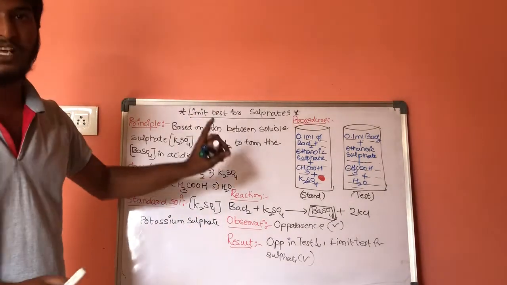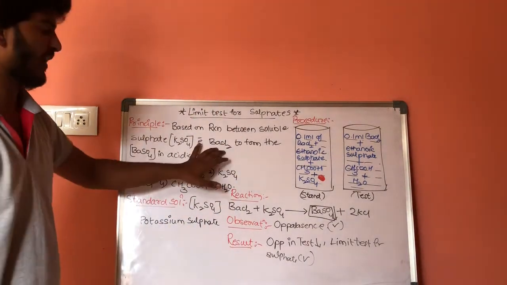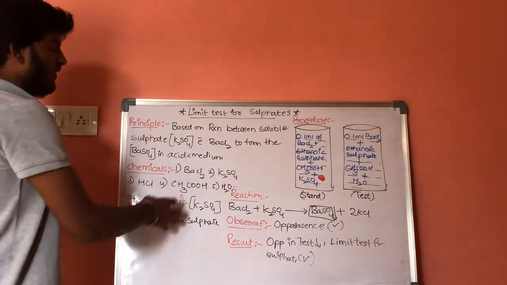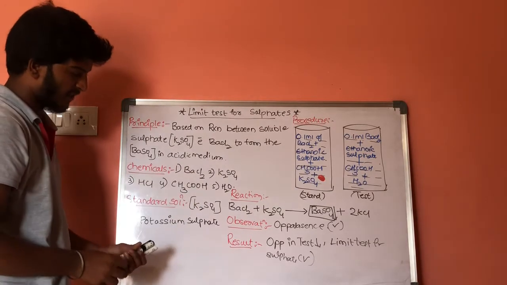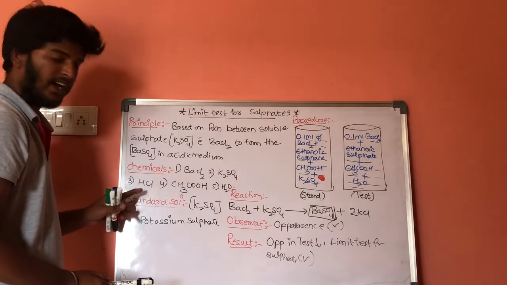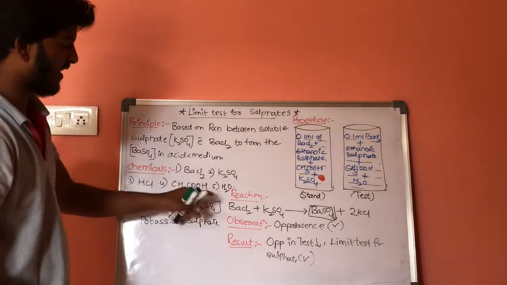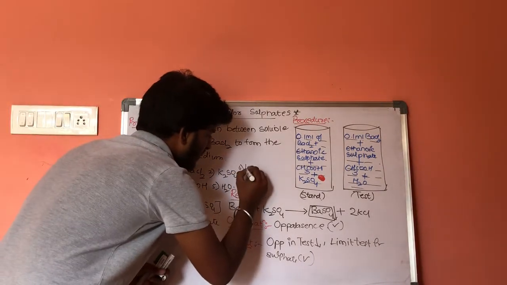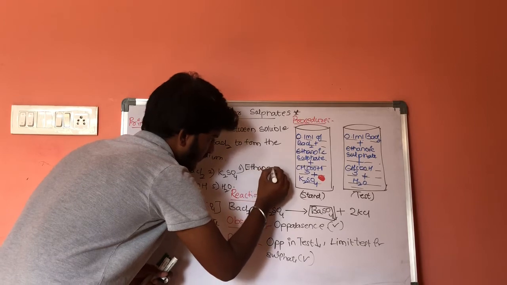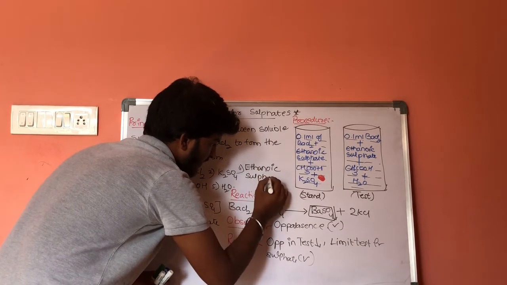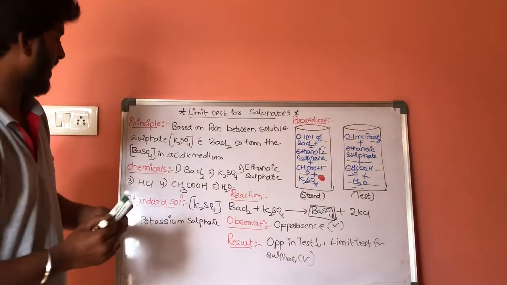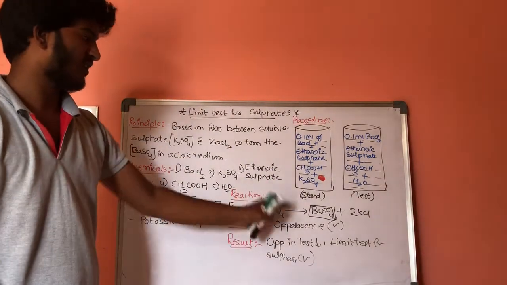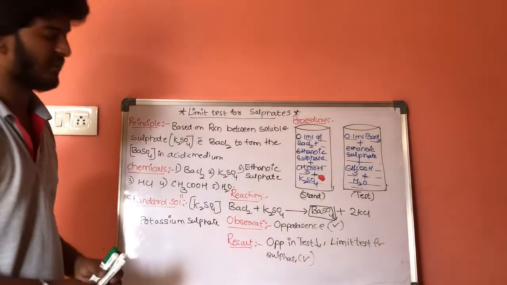This is about the limit test of sulfates, based on the reaction between barium chloride and potassium sulfate to form barium sulfate. The chemicals required are barium chloride, potassium sulfate, hydrochloric acid, acetic acid and water, and it also includes ethanoic sulfate. The standard solution used is potassium sulfate, and this is the procedure and observation. This is the limit test for sulfates.